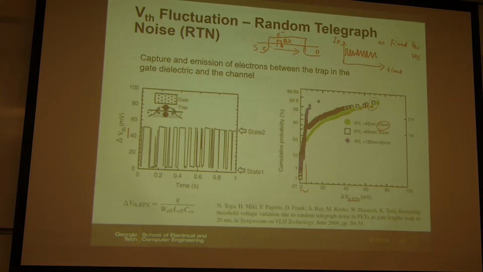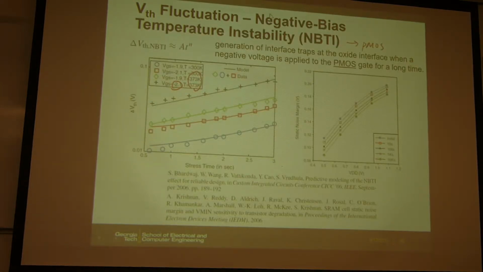And then for the BTI, no matter NBTI or PBTI, those are for the long term. You have to measure that. If you don't accelerate this, you have to observe this after maybe months or years. So this is a long-term effect.